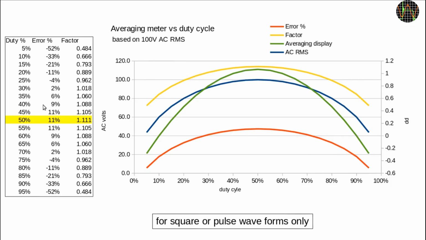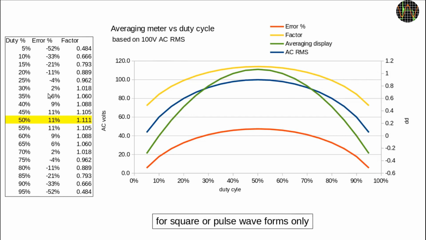if you are content with possibly up to plus minus 11% error, an averaging meter is still usable between 20% and 80% duty cycle, and maybe surprisingly the error is largest at 20%, 50% and 80%, and smaller anywhere in between.